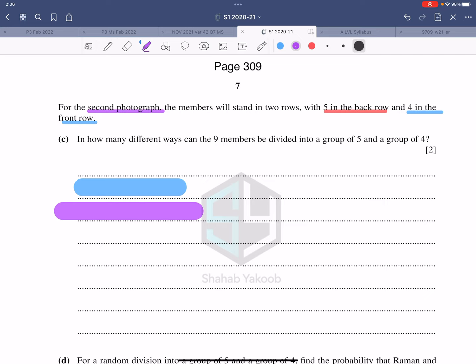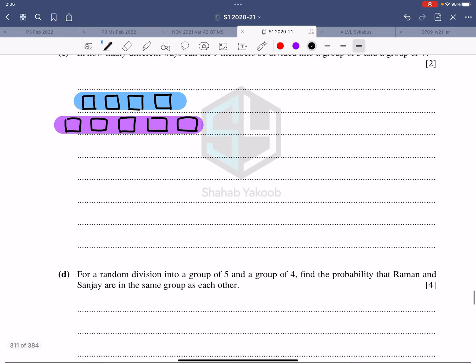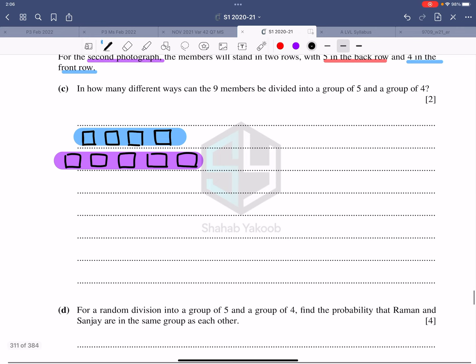So let me mark a few places. So this is like 1 and 2 and 3 and 4. And over here this is 1 and this is 2 and this is 3 and this is 4 and this is 5. So row 1, row 2. How many different ways can the 9 members be divided into a group of 5 and a group of 4? Now, the first part, that is straightforward, part C. So when you separate 5 people, 4 are left, so that's 9C5 times 4C4. Or you could have separated 4 first and 5 are automatically separated. So this answer comes out to be 126 into 1, which is 126. That is the working for this one.